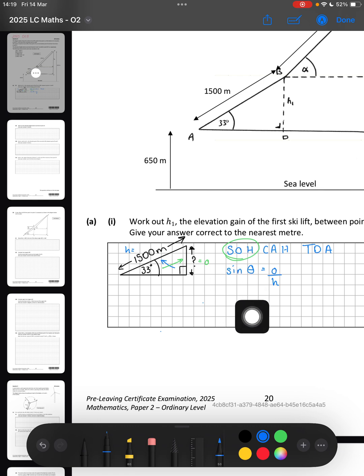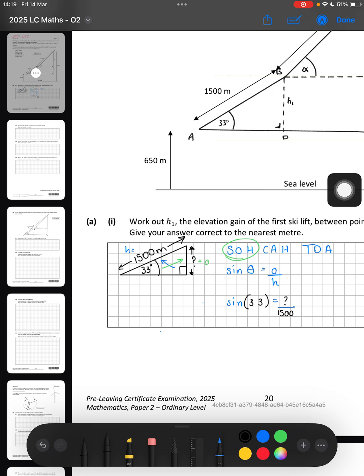Let's fill this in with what we know. I know that my angle is 33 degrees. Make sure your calculator is set to degrees. There should be a little D up the top of your calculator screen. If there's not, then just change it. In ordinary level, we never use anything other than degrees, so it should be already set to degrees. But if not, go back and change it there.